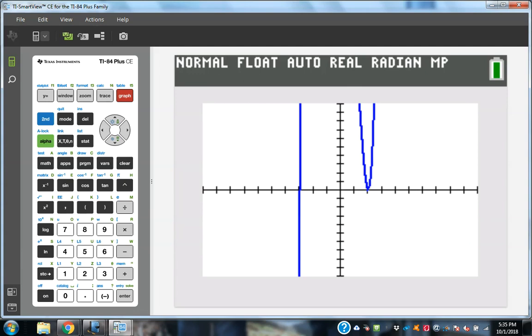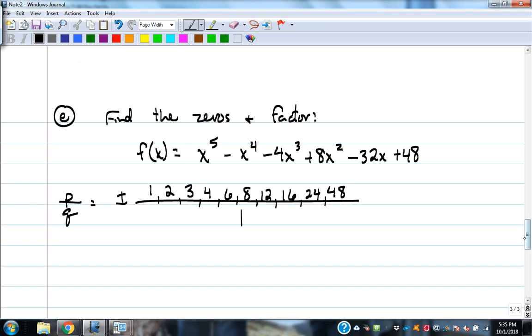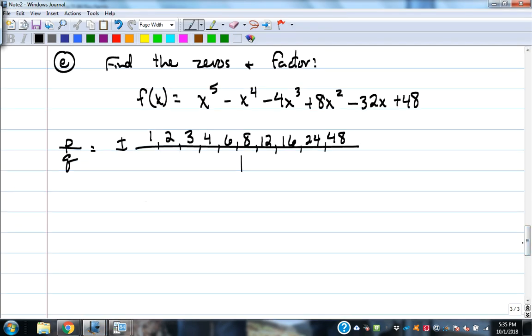Okay? So when you do your synthetic, pick one of those to start with. I'm going to pick the one that has the single multiplicity, the odd multiplicity first, and see what happens. I'm going to do synthetic with that -3 first. If you use the 2 first, it's okay, but you're going to have to use it twice anyway. Okay, so I'm going to set up my synthetic. Got the -3 on the shelf. 1, -1, -4, 8, -32, 48.